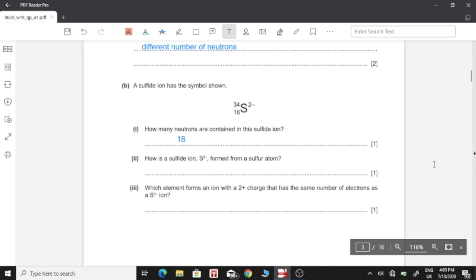since the number of neutrons never changes for ions. Part 2. How is a sulfide ion formed from a sulfur atom? So since we here have a charge of 2 negative, it indicates that we have 2 more electrons. Now this happens when any atom gains electrons. So simply we can write the sulfur atom has gained 2 electrons.